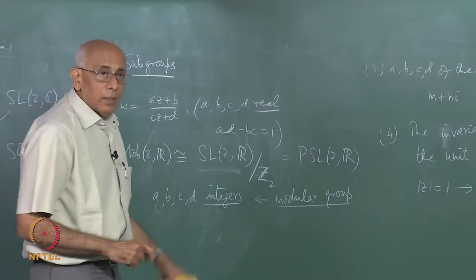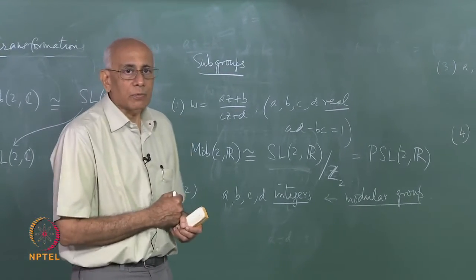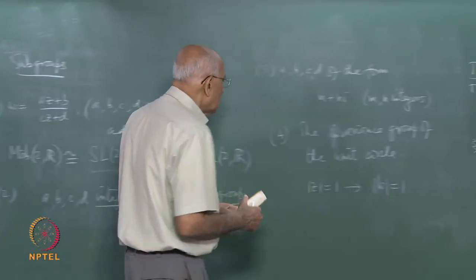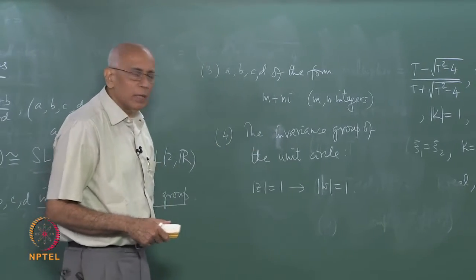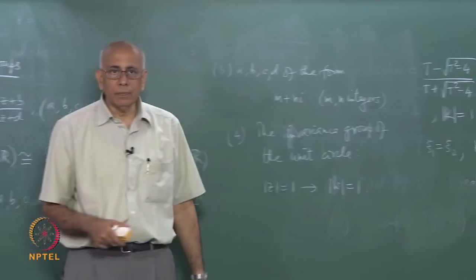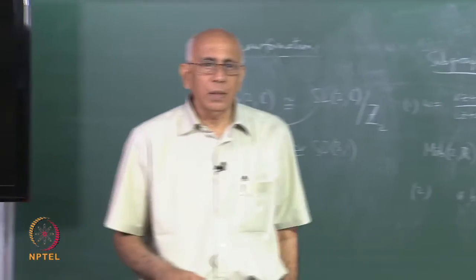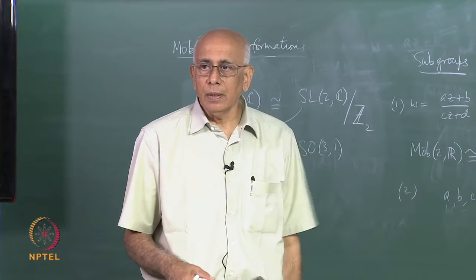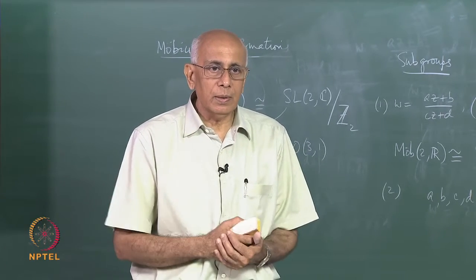Well, it requires a little bit of work to show that this actually is a group by itself. What you have to do is to say, alright, Z goes to (AZ plus B) over (CZ plus D). So you impose this condition, given that mod Z equal to 1, and ask what is the condition on the coefficients A, B, C, D such that mod W is also equal to 1 under this map.